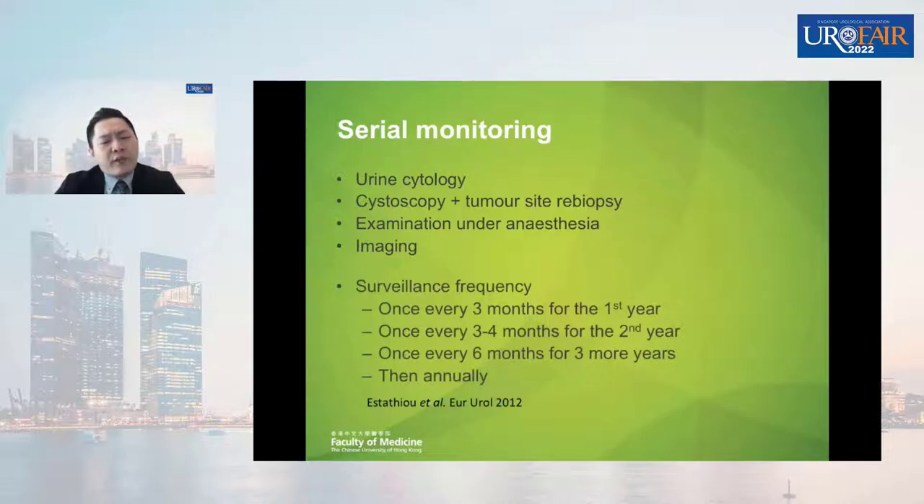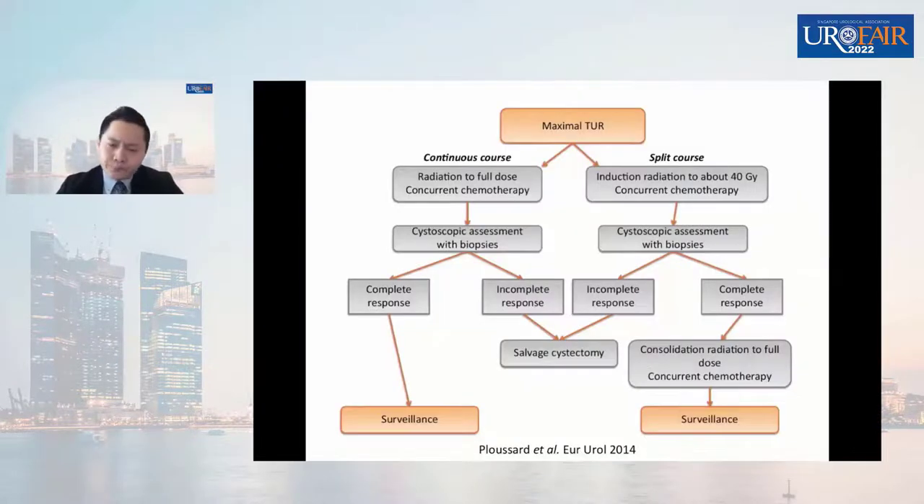In terms of the surveillance frequency, it's quite frequent, and this has to be explained to our patients as well. Usually it's done once every 3 months for the first year, then once every 3 to 4 months for the second year, once every 6 months for 3 more years, and then annually. Because we wish to spare the bladder, but at the same time we wish to make sure the patient is fine, I think it's reasonable to have a stringent surveillance frequency, and the patient really needs to accept it. If they can't comply with it, then again, we might need to think about something more radical.